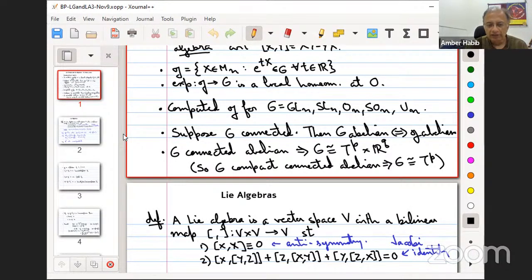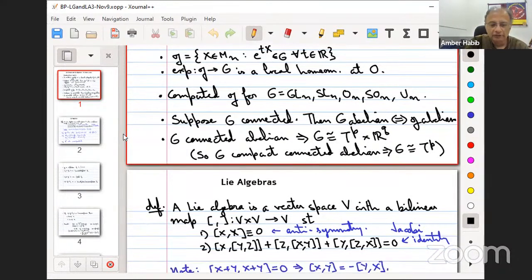Okay, and you can see the pattern. If I bracket x with yz, and then I cyclically permute. I send z to the x position, x to the y position, y to the z position. That gives me the second term. I repeat this once more to get the third term, and all these add up to zero. So this is called the Jacobi identity.